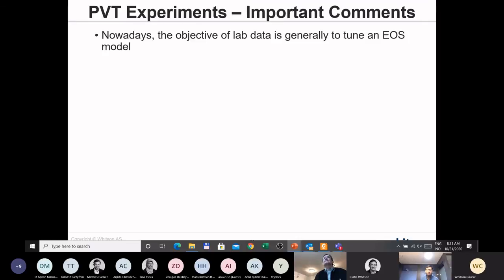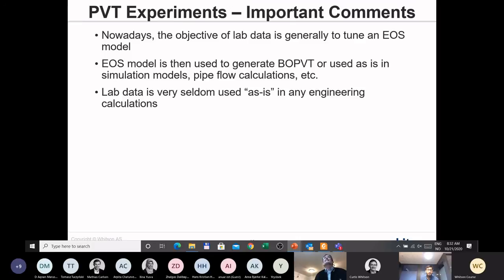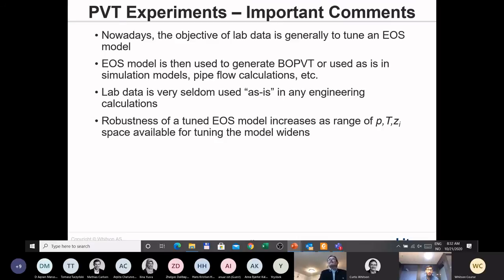But nowadays, the objective of all these lab data and PVT reports is generally to tune an equation of state model and then use the EOS model to generate black oil PVT or other uses, for example, for your simulation models or pipe flow calculations. Lab data is very seldom used as is in engineering calculations, especially these experiments like CCE, CVD, DLE that we went through.